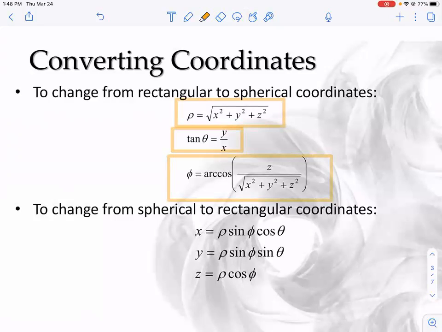So do you notice how we have rho with cosine theta for x and rho with sine theta for y? They just have the sine phi, and then z is rho cosine phi. Are you noticing that? Trying to help you figure out how to remember it.